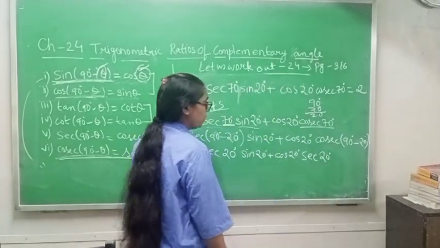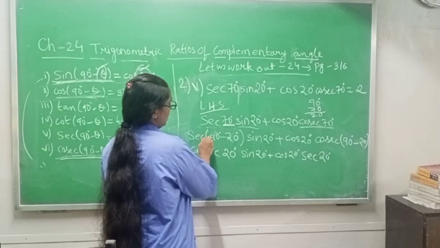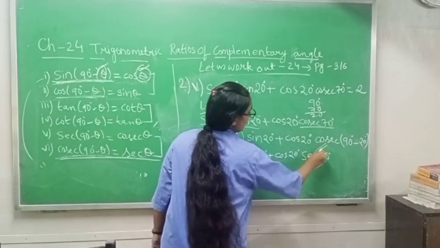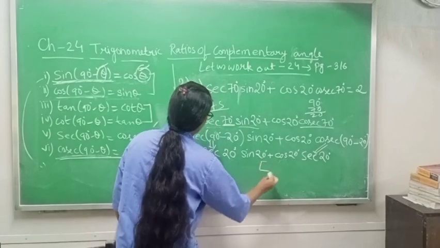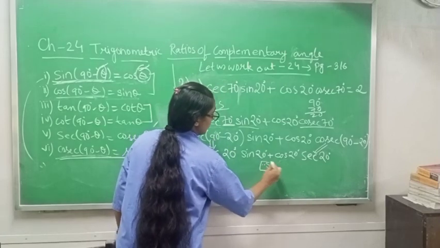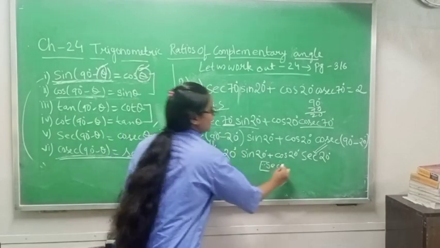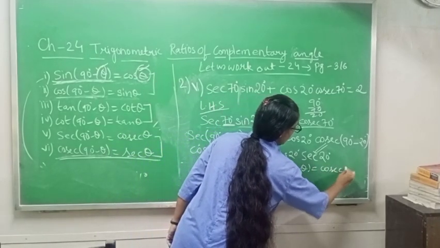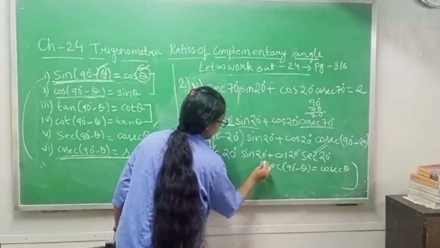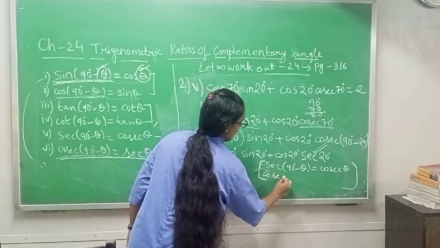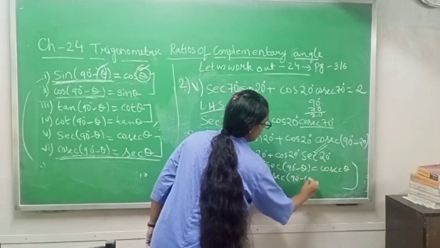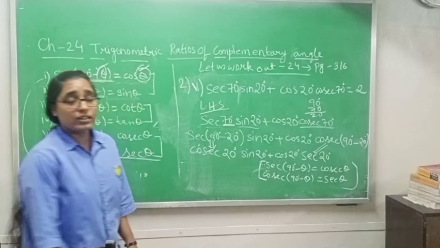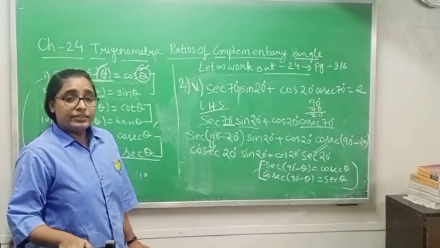And please give the reason why you are writing this, from where this one is coming and from where this one is coming. You have to write. What will you write? Sec 90 degree minus theta will give you cosec theta, and cosec 90 degree minus theta will give you sec theta. Understood, class 10? You have to write the reason.